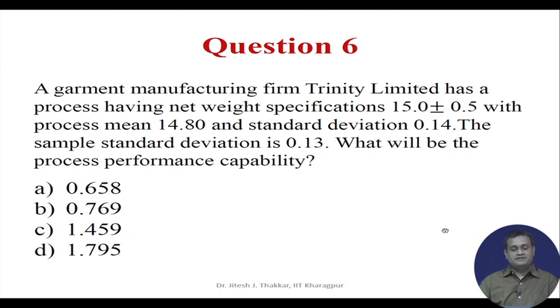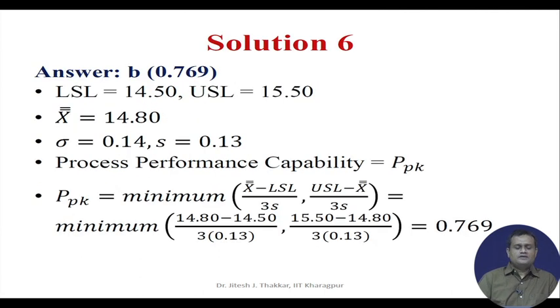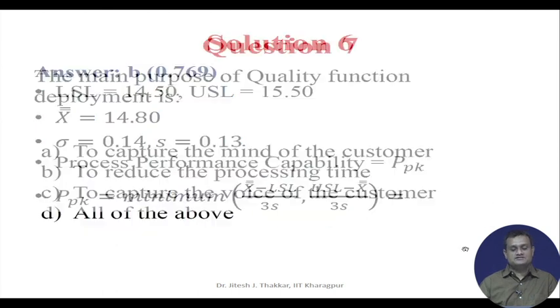Question 6. A garment manufacturing firm Trinity Limited has a process having net weight specification 15 plus or minus 0.5 with process mean 14.8 and standard deviation 0.14. The sample standard deviation is 0.13. What will be the process performance capability? So, the solution is like this. LSL is equal to 14.5, USL is 15.5, and you can plug in the values in Ppk, that is minimum of (x double bar minus LSL) divided by 3S, (USL minus x double bar) divided by 3S. So, minimum of this is 0.769.